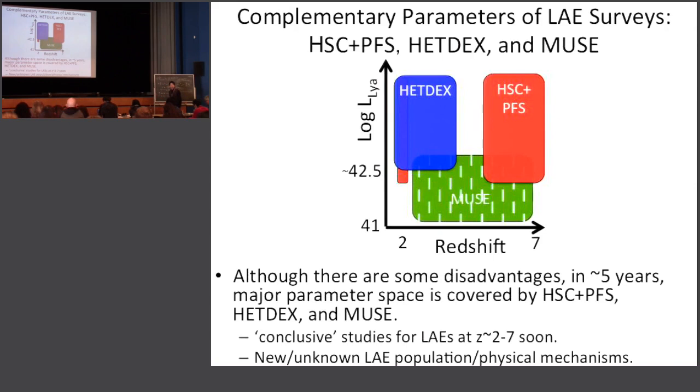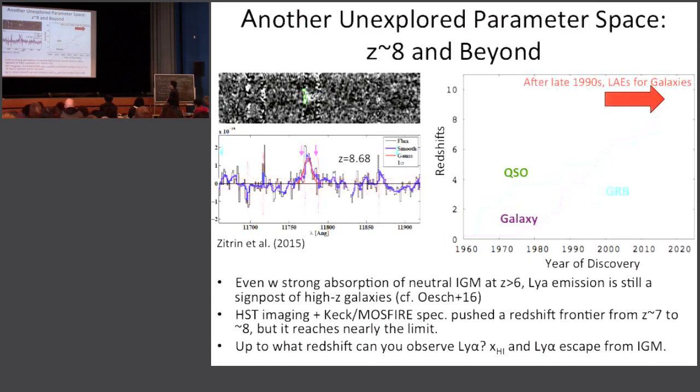And of course, there's another important physical parameter, survey volume or area. It's hidden, because you would need another axis to show that. But these three instruments, in the coming few years, are really opening new physical parameter space, and probably you can get conclusive studies for Lyman-alpha emitters at redshift 2 to 7, with great statistical accuracy, and you expect new unknown Lyman-alpha populations or physical mechanisms, probably. So up to redshift 7, it's good.